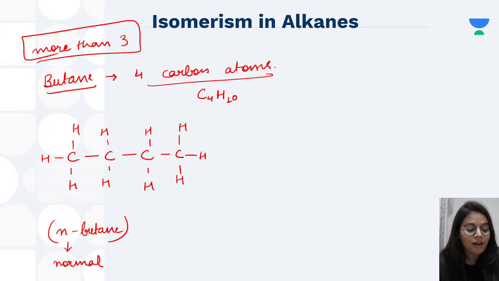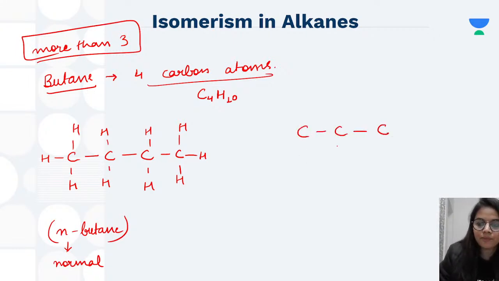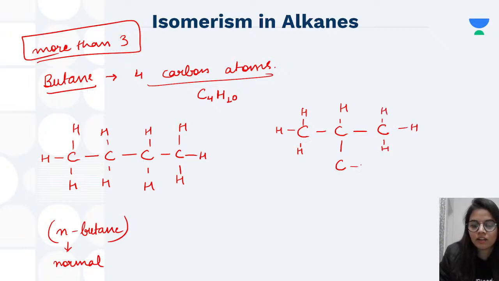Now if I have to change the structure, what I can do is bring one carbon atom down, that is here. And now if I satisfy the valencies, that is 1, 2, 3, 4, 5, 6, 7, 8, 9 and 10. Now see, one carbon atom is brought down. This is one carbon, this is second and this is third.